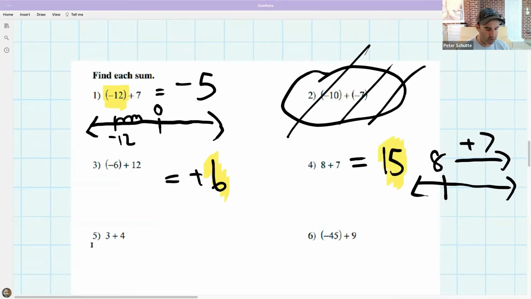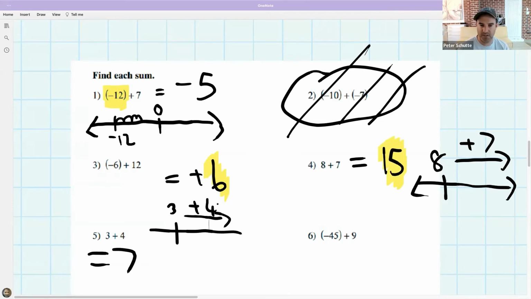And the same is true of 3 plus 4. We're so used to going, oh, it's a 7. But if you think of the number line, you've got 3, you're adding a positive number, so you have to go plus 4 in that direction, which gets me to 7. Now number 6 is the hardest one.